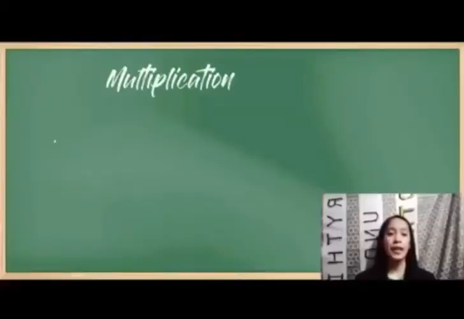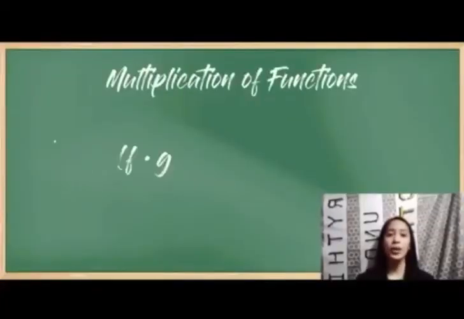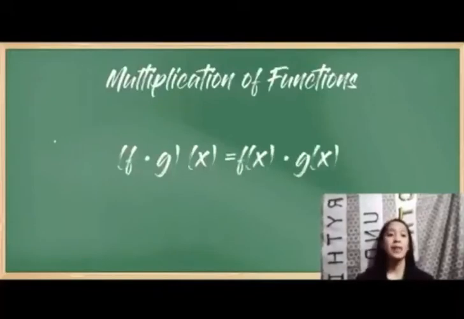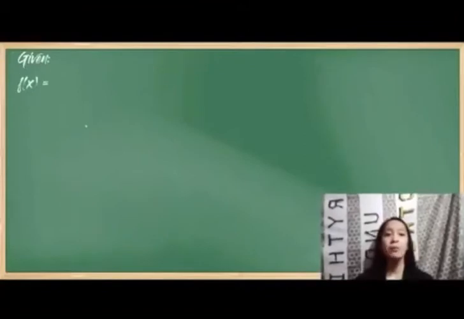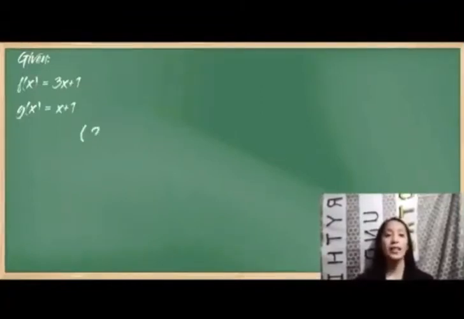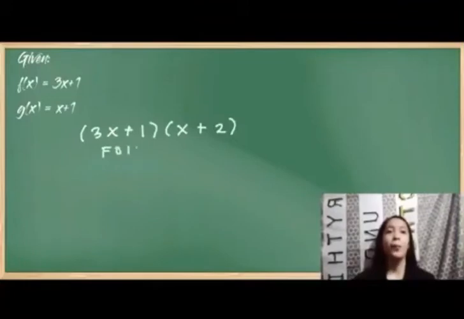Today I'm going to discuss the multiplication of functions. We all know that the multiplication of functions is denoted by (f · g)(x). The first thing in doing multiplication of functions is to substitute the value of the given functions f(x) and g(x). So f(x) is equal to 3x + 1 and g(x) is equal to x + 2. Multiply the terms or do the FOIL method.